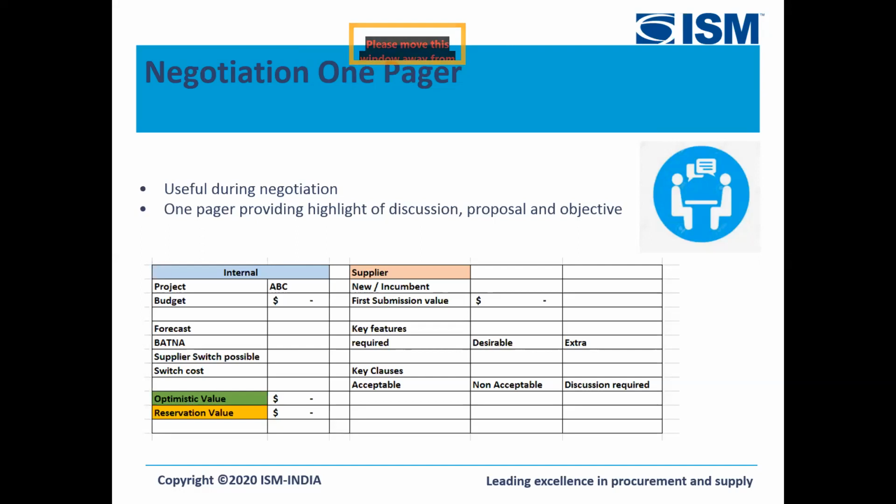When we talk about the supplier side of it, another thing that we can think of is the first submission value, what they have done, what features they have provided us. It can be services, it can be goods. What are the required features that are must haves? What are the desirable features that can be delighters, that can be additionals, and what are the extras that can be removed, that can also drive down the cost?